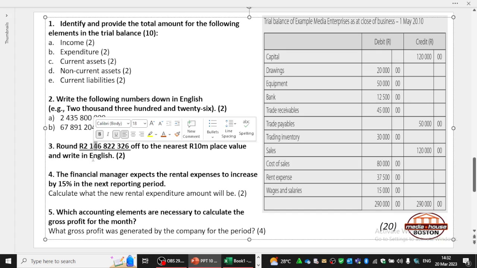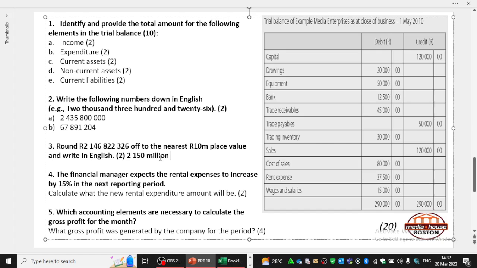So we are rounding off from 46 million. So meaning that when we round off under this value, this is the value that is sitting on the 10th million. So therefore we look at the value before it, which is 6. So 6 is above 5, it's gonna change the 4 into 5. So meaning that the value will be 2,150 million. So this is the new value. So this value will be 2,150,000,000. So if you are going to write this in words, you're going to write 2 billion.